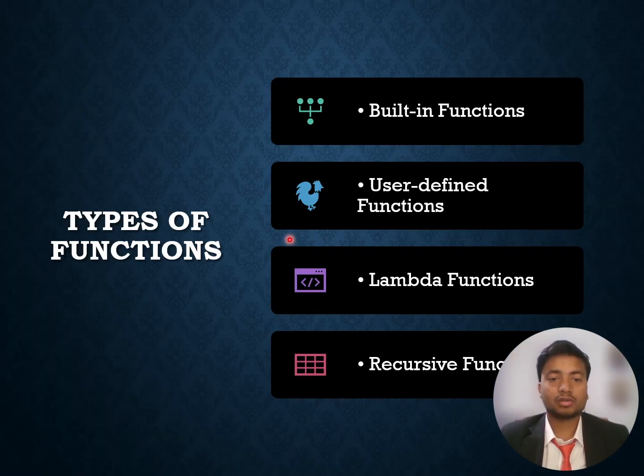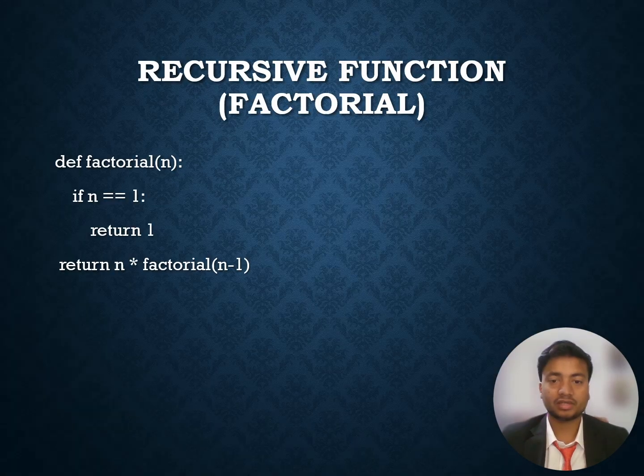Let us learn about the types of functions in Python. First, built-in function. Second, user-defined function. Third, lambda function, and fourth, recursive function. This is the last one. Shall we go to the next slide?